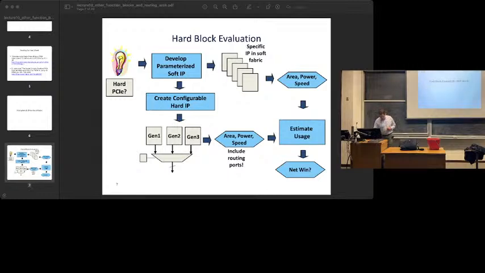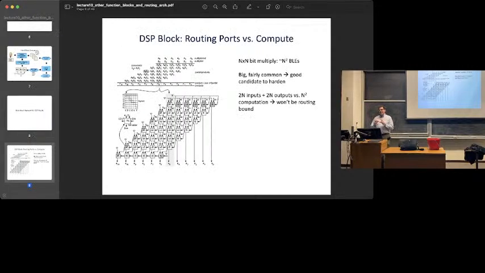Okay, so let's look at an important hard block example, DSP blocks. One of the things I said there that people forget sometimes is to remember the routing ports. You need to figure out if this thing is big enough and used enough that it's worth hardening. But you also have to think about, when I harden it, does it have so many routing ports that I didn't really gain anything anyway?